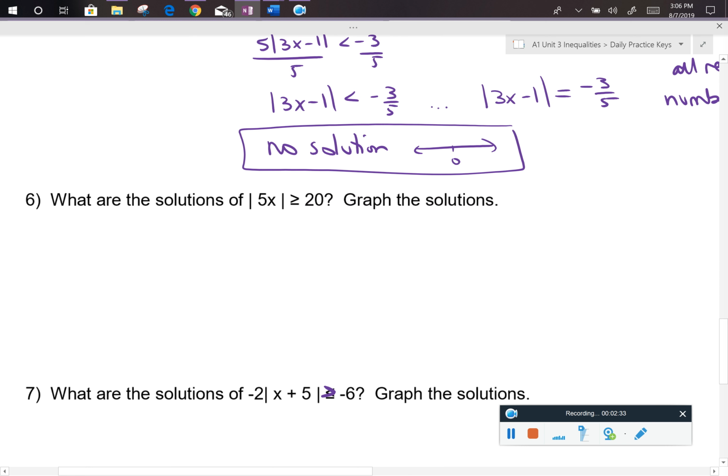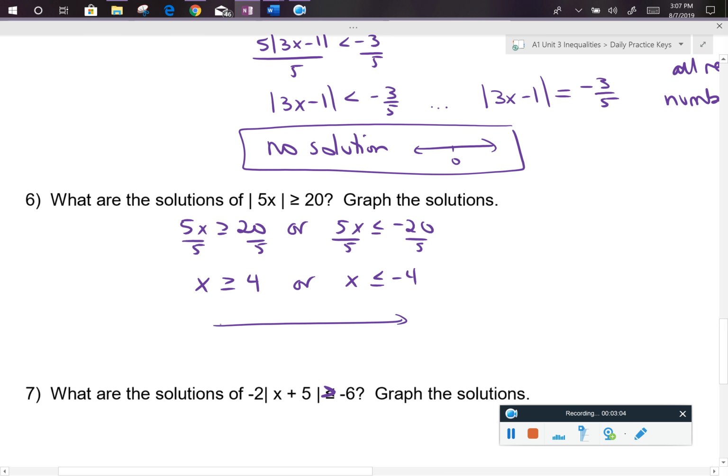Next, we don't need to isolate the absolute value in this one. We can go straight to writing the two inequalities. 5x is greater than or equal to 20, or 5x is less than or equal to negative 20. It's saying the distance is further away than 20, so that's an or problem. And when we change the sign on the 20, we also change the inequality symbol. Both of these can be solved by dividing by 5. So x is greater than or equal to 4, or x is less than or equal to negative 4.